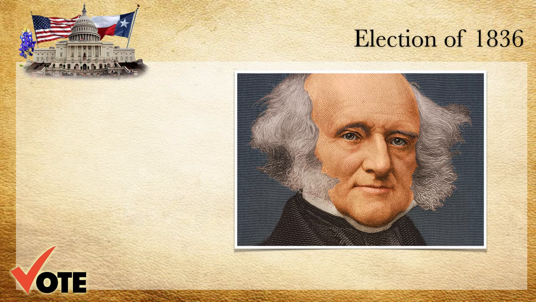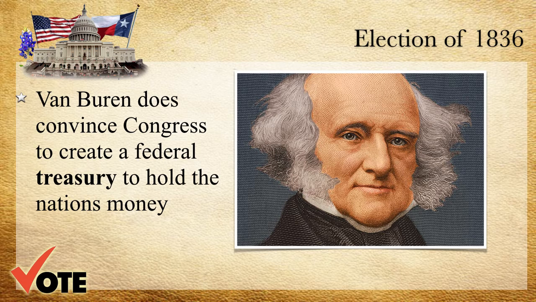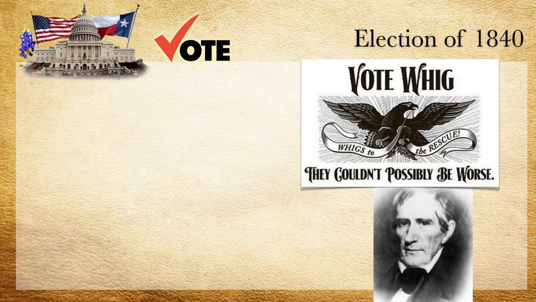So again, we have Martin Van Buren creating a federal treasury, which isn't a national bank. It's more like a holding tank for money, but it does create the early Treasury Department that we know today, which is working for us for the time being. And we see a new political party emerging in the election of 1840. So now we have a new party, the Whig Party.